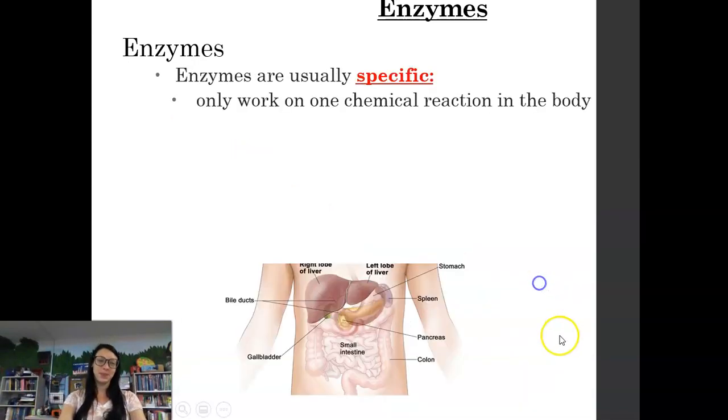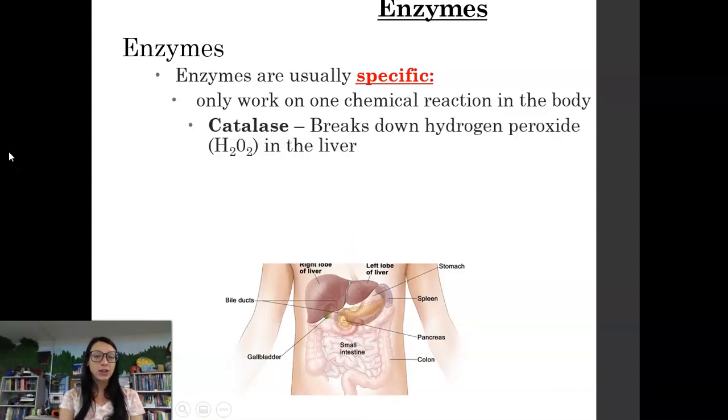So enzymes are usually extraordinarily specific. They only work on one chemical reaction in the body. This is okay because enzymes typically aren't used up in these chemical reactions. So here are some examples of enzymes that function in your body.